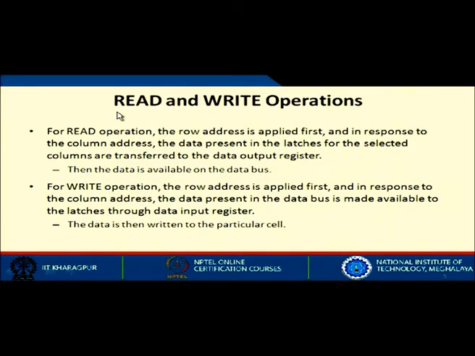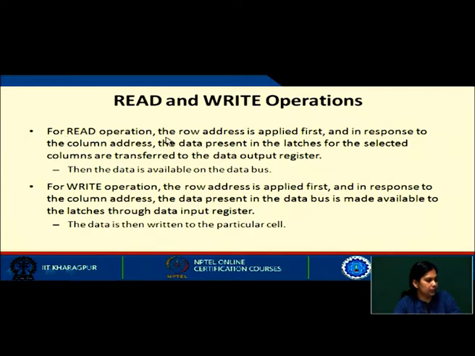Now, let us see what happens for read and write operations. For a read operation, the row address is applied first, and in response to the column address, the data present in the latches of the selected columns are transferred to the data output registers, and then the data is available in the data bus.